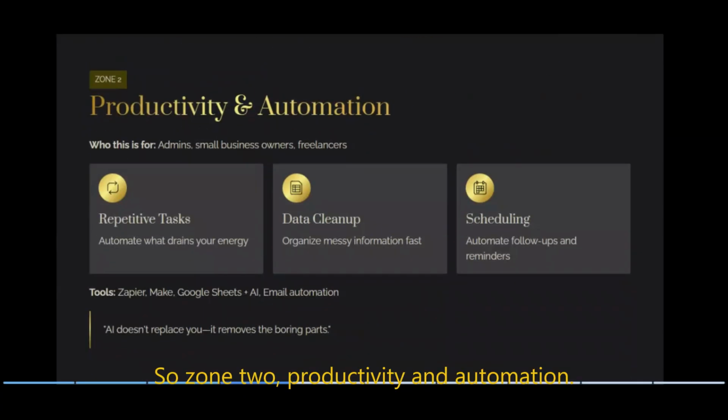Okay. So zone 2, productivity and automation. If you repeat the same tasks every week, scheduling, follow-ups, data entry, reports, name them. If you do those tasks day in, day out, AI's value here is very simple. Less time spent on busy work when you allow AI to automate those tasks for you. You keep control, AI removes friction. This is where people quietly gain back hours of their week.